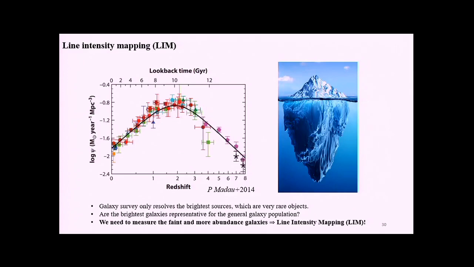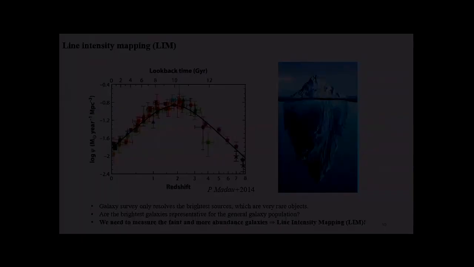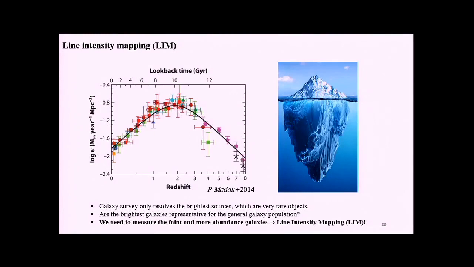But we should always bear in mind that galaxies that can be resolved individually are very rare sources. So basically, they serve as the tip of the iceberg for the entire galaxy population. We are not sure whether the gas properties within those very bright and rare sources are representative of the general galaxy population. Therefore, we are also not sure whether the information provided by galaxy surveys is enough for us to understand how galaxies evolve from high redshift to the cosmic noon to what we see today. So in conclusion, we have to somehow measure the faint and more abundant galaxies, and this calls for the line intensity mapping technique.